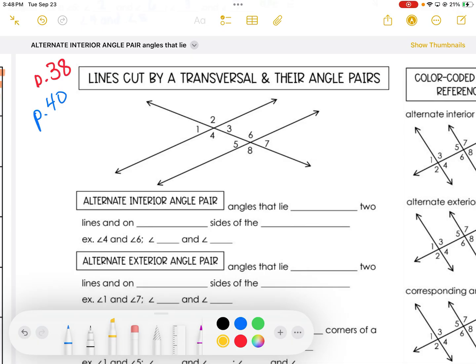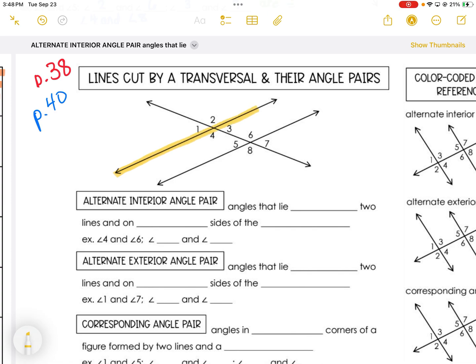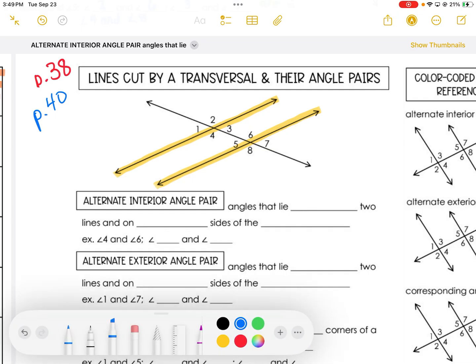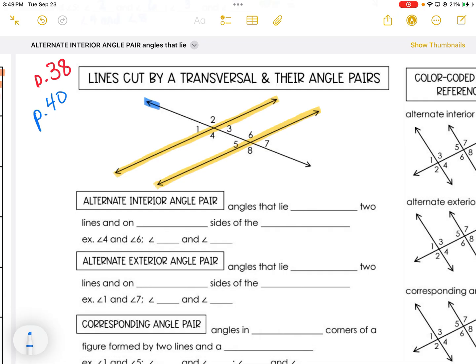What I want to do on this, and you can do this with me or leave yours blank, is highlight the two parallel lines here. These lines are parallel. And the transversal, I'm going to highlight blue. The transversal, again, is a line that intersects two or more other lines. They don't have to be parallel, but we are going to focus on parallel lines because they have certain relationships.